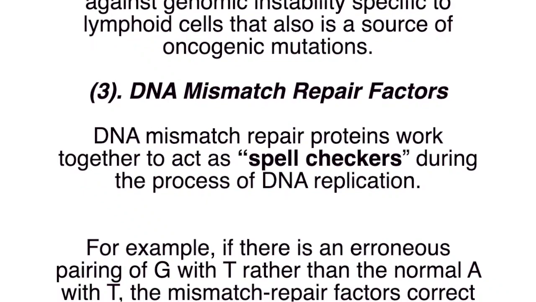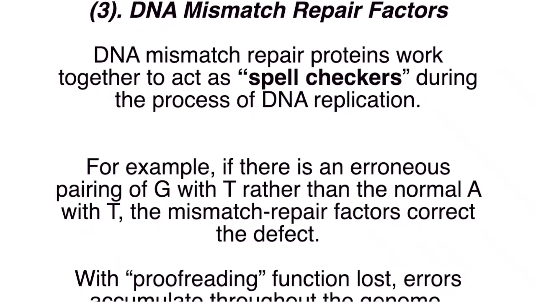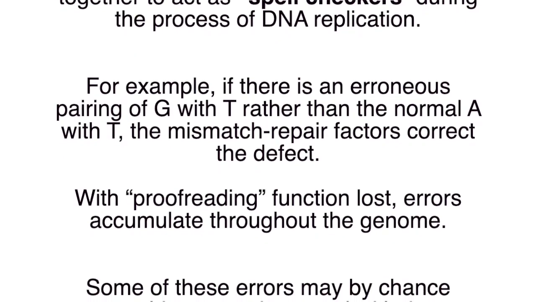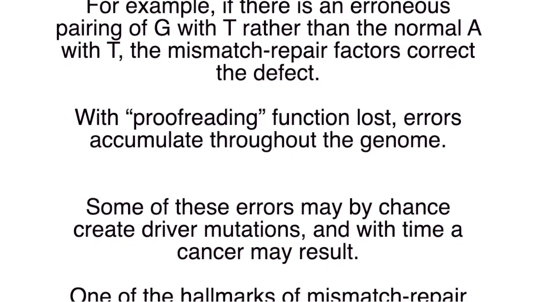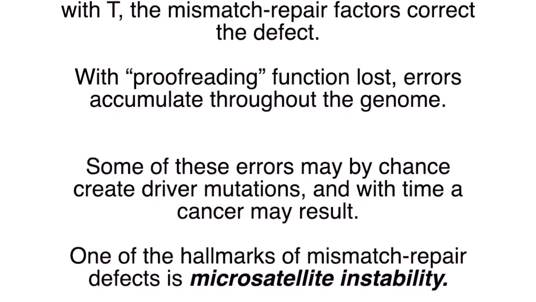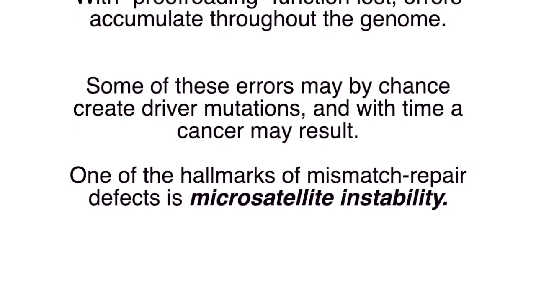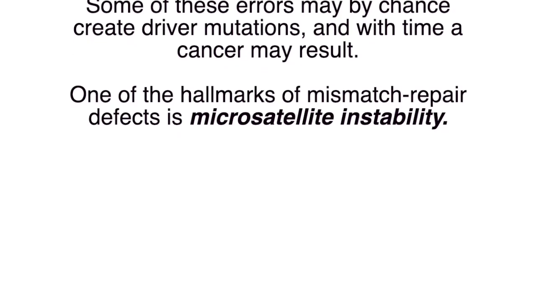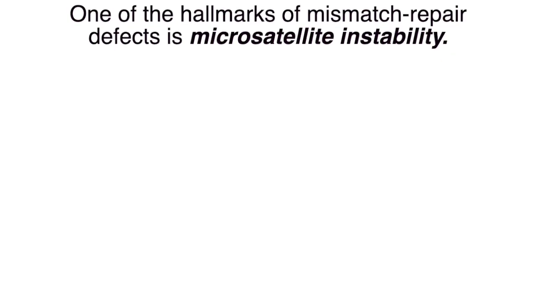DNA mismatch repair proteins work together to act as spell checkers during the process of DNA replication. For example, if there is an erroneous pairing of G with T rather than the normal A with T, the mismatch repair factors correct the defect. With proofreading function lost, errors accumulate throughout the genome. Some of these errors may by chance create driver mutations, and with time a cancer may result. One of the hallmarks of mismatch repair defects is microsatellite instability.